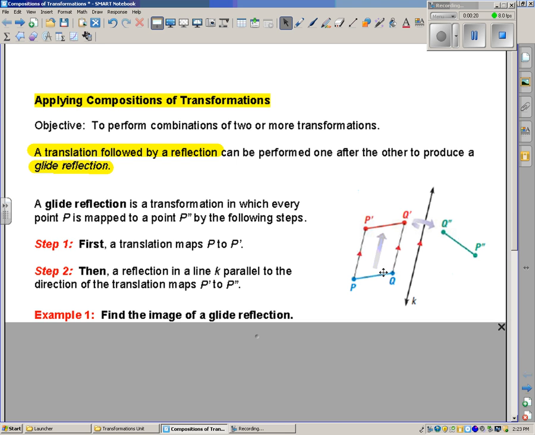We take segment PQ, we translate it up several units to PQ prime, and then reflect it about a line to get our final image, PQ double prime. That line of reflection is parallel to the line of translation.